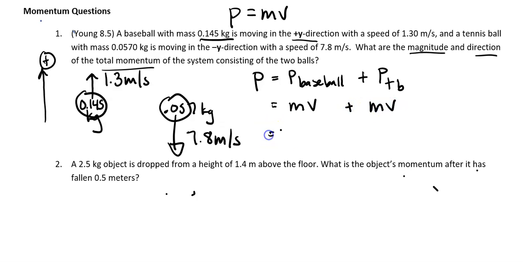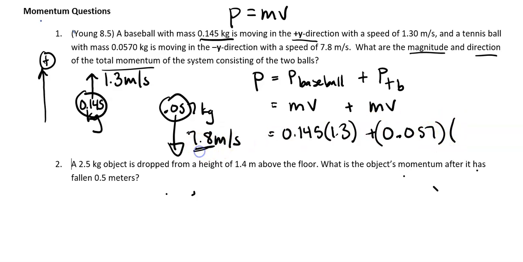Again, I'm going to say upwards direction is positive. So it's going to be 0.145 times 1.3, plus the mass 0.057 times the velocity, which is going downward at 7.8, the negative direction. So I need to make sure to have a negative 7.8 in there. I add that all together, being very careful with my signs, and I get momentum equals negative 0.256 kilograms meters per second.